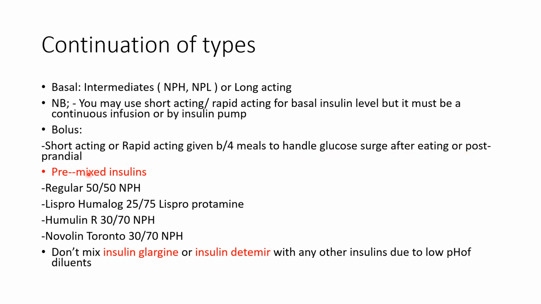If you are dealing with premixed insulins, you can have regular 50-50 NPH, lispro 25 and 75 lispro protamine, Humulin R 30 and NPH 70, Novolin 30 and NPH 70. You don't mix insulin glargine or insulin detemir with any other insulins due to the low pH of the diluents.